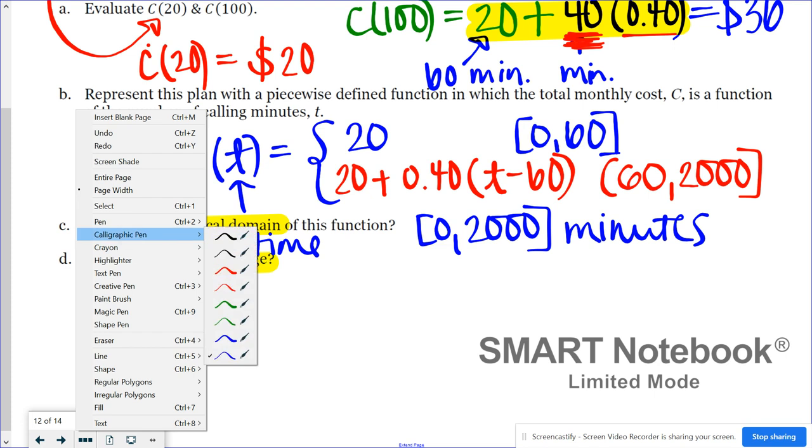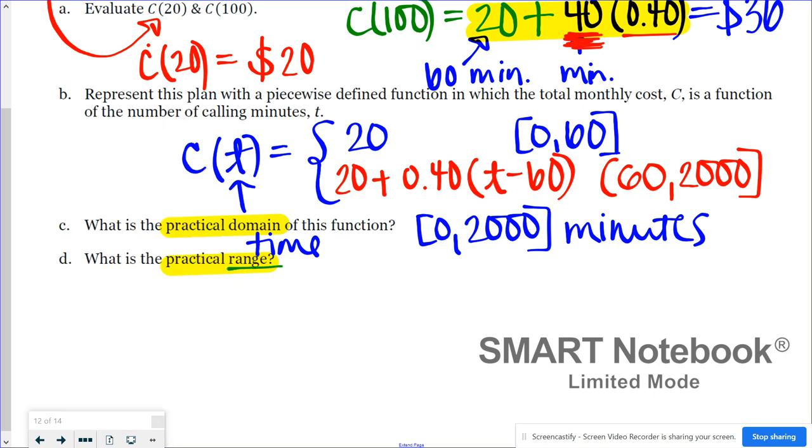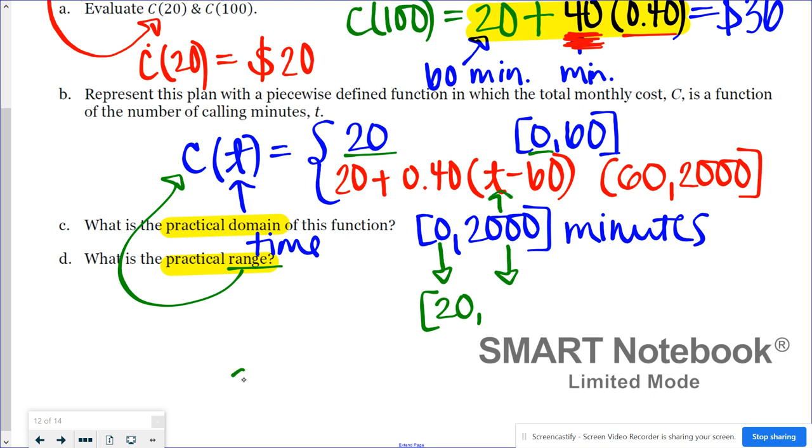So now let's talk about the range. Range describes the y values, and in this problem, the y values are representing that total cost. So we need to think, what is the cost for 0 minutes? Well, that's basically an activation, right? You're paying the $20 even if you don't use your phone. You're still paying the $20 for the month. So then we have to think, how much would 2,000 minutes cost? We're going to have to figure that out by plugging 2,000 into that second piece of our function.